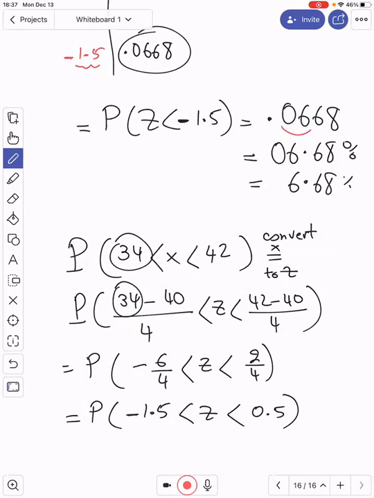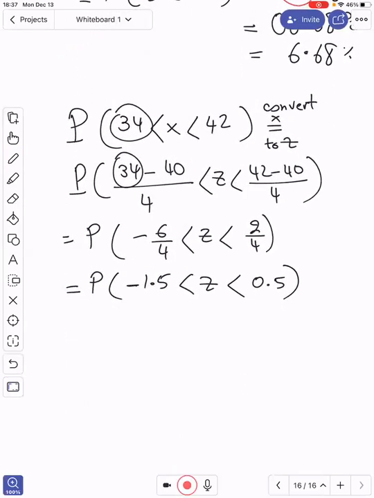We cannot use our table yet. We are not done yet, because I need to write this in terms of areas to the left. This is the area between two numbers, and the area between two numbers is always the difference between the areas to the left.